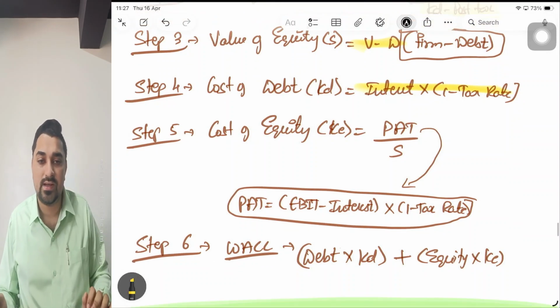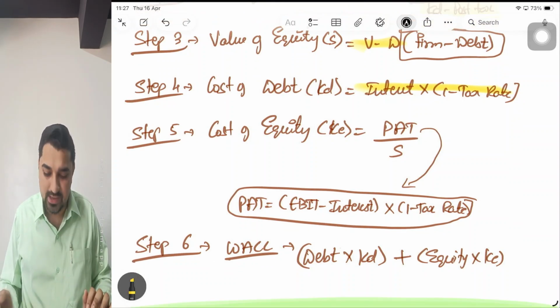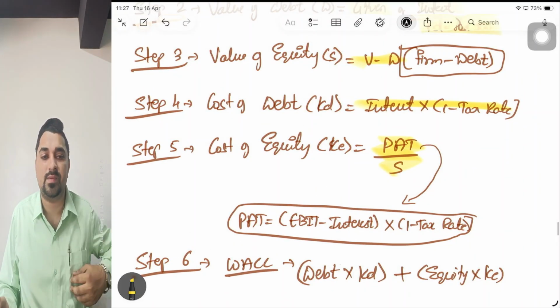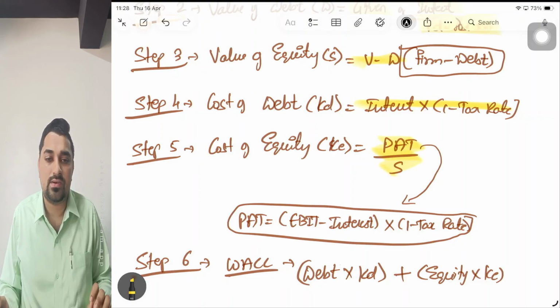Now, cost of equity. How do you calculate cost of equity? PAT divided by value of equity. Step number 3. So how do you calculate cost of equity?